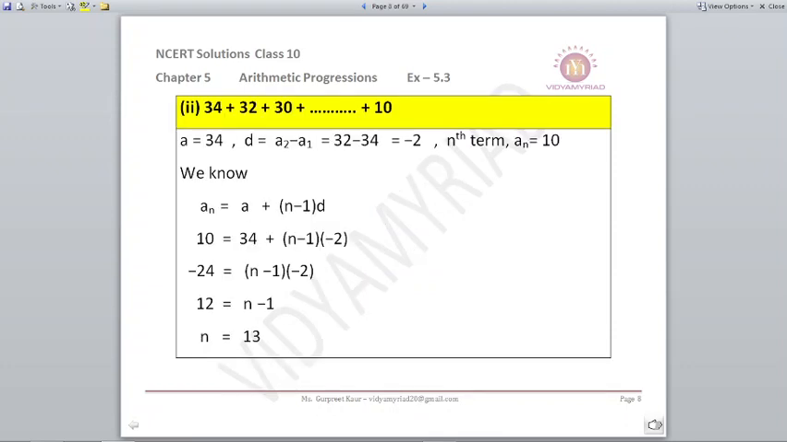34 plus 32 plus 30 plus and so on plus 10. Now a is 34, your d comes out to be minus 2, and the nth term an, or l, comes out to be 10.